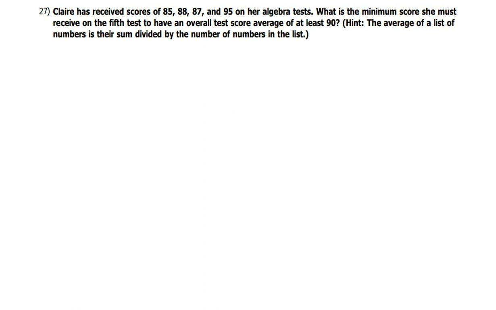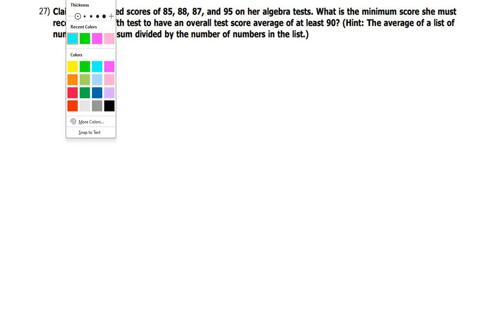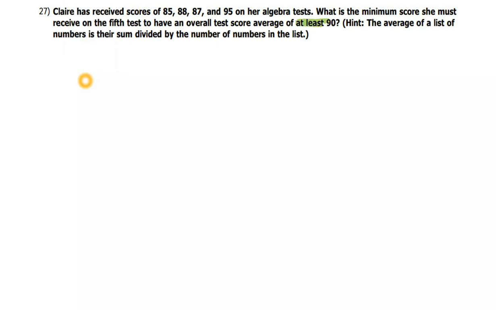Okay, this is one of those average problems. Claire took 4 tests. There's her grades. What's the minimum score she has to get on the 5th test? So her overall average is at least, green, is at least 90. And when you say at least 90, remember that's the same thing as saying greater than or equal to 90.